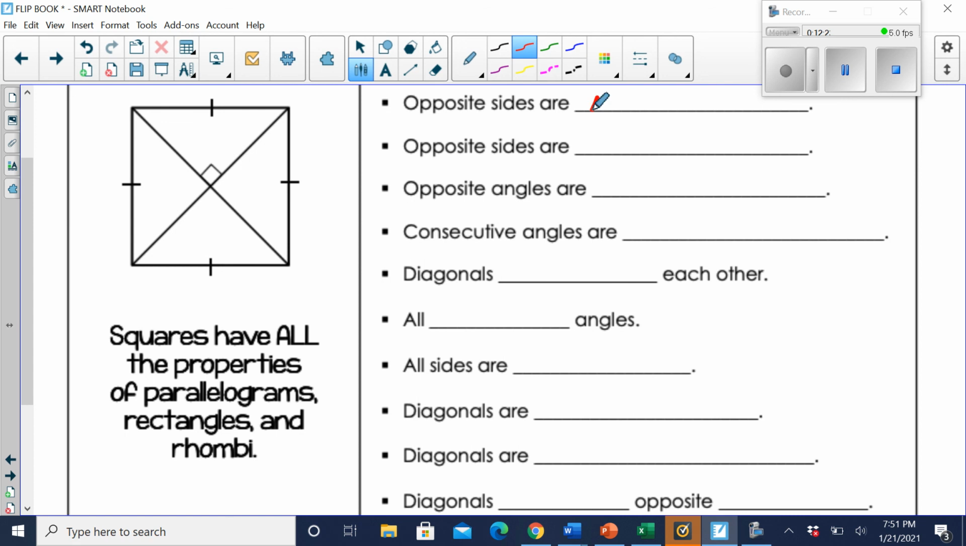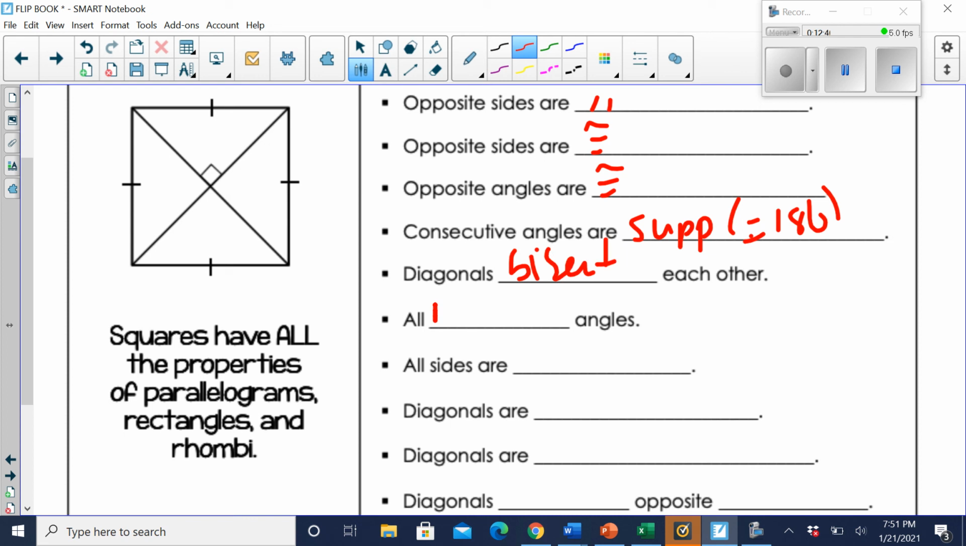The opposite sides are parallel. The opposite sides are congruent. The opposite angles are congruent. Maybe you could say these along with me. Consecutive angles are supplementary, meaning that they equal 180. Okay, diagonals bisect each other.